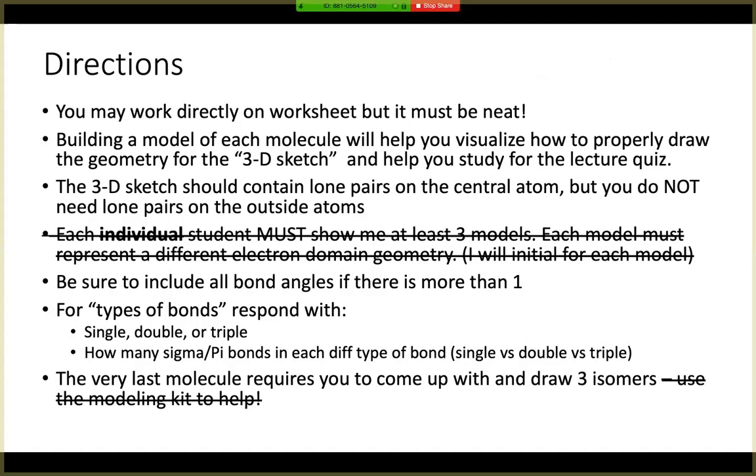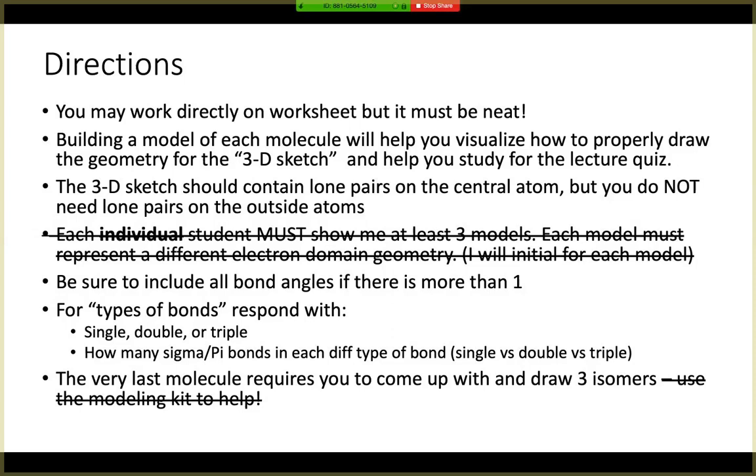So I've crossed out some other stuff. Obviously you can't show me a model, so we're not going to be doing that. Make sure you include bond angles. If there's more than one, don't go overboard. It doesn't have to be every single angle. If you have 2 different angles, like maybe one is 90 and the other one's 180, just label one of each type. It doesn't have to be the whole molecule.